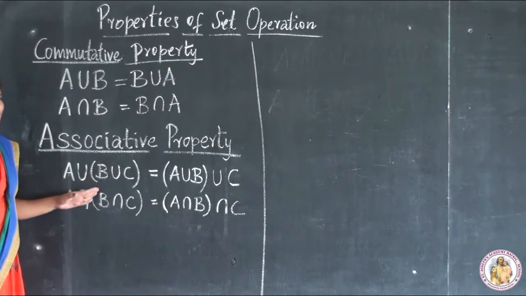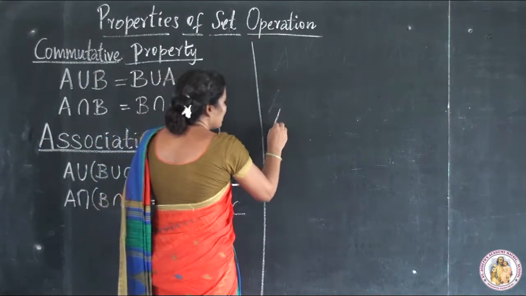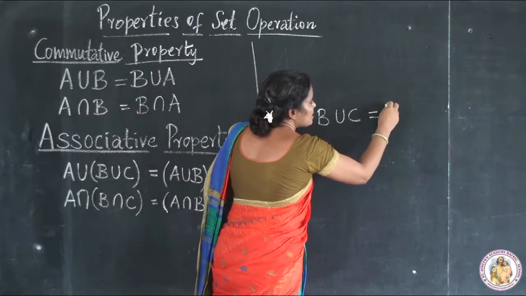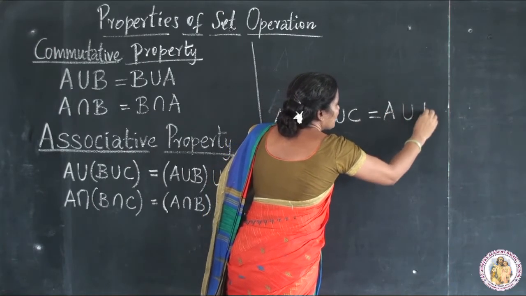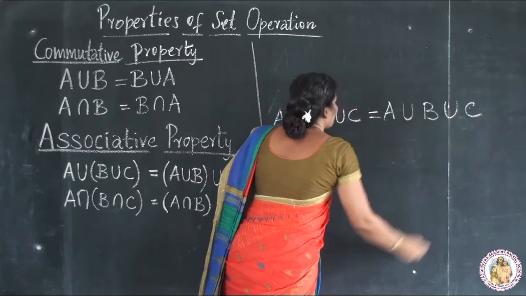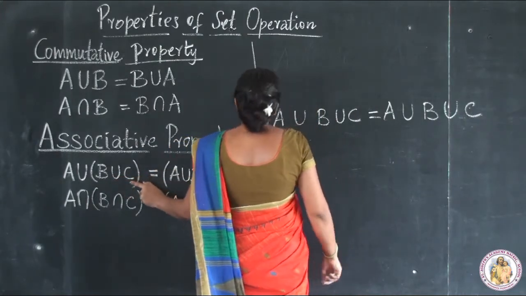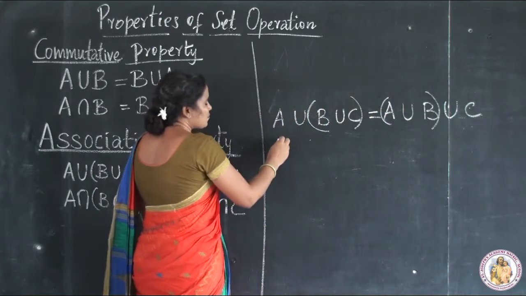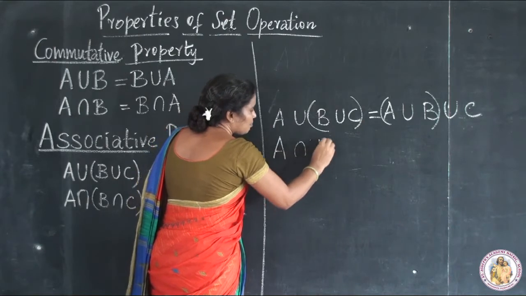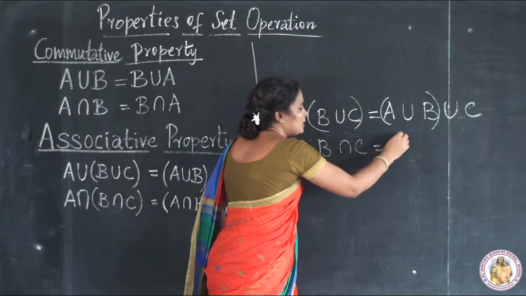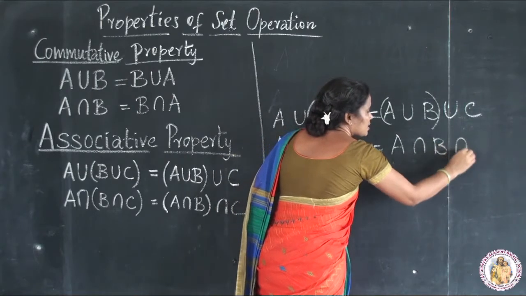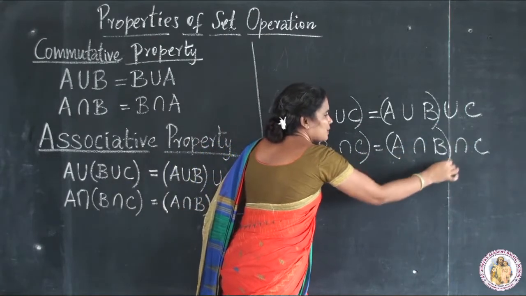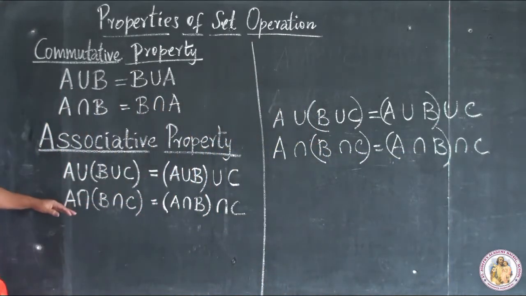Now let me teach you how to remember this formula very easily. For union, A union B union C on the LHS and also on the RHS, A union B union C. Here we have B union C together, B union C. Here A union B together. Same for intersection also. A intersection B intersection C is equal to A intersection B intersection C. Here B intersection C together and A intersection B together. So the associative property is very easy for you.